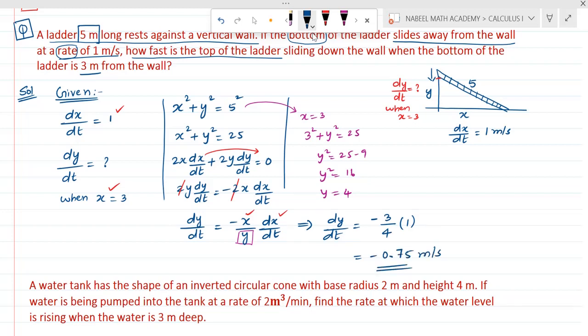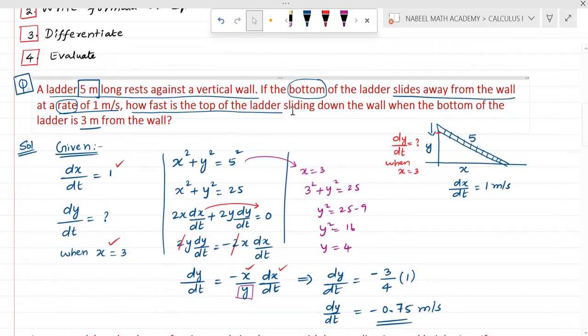Why is it minus? The minus indicates it is decreasing. It is going down. That's why it is a minus. So 70% of the question, if you understand and extract the values, the rest will be over. You only have to do the differentiation.